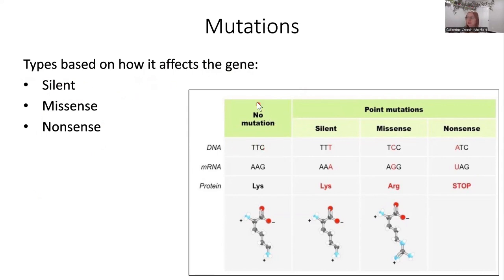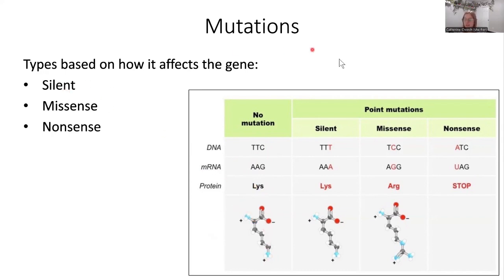Here's our DNA sequence. In a no mutation example, we have TTC. When we make mRNA for that, we would get AAG. And when we look at that in our protein chart, we find that this codon codes for the amino acid LYS. Here's a visual of it.